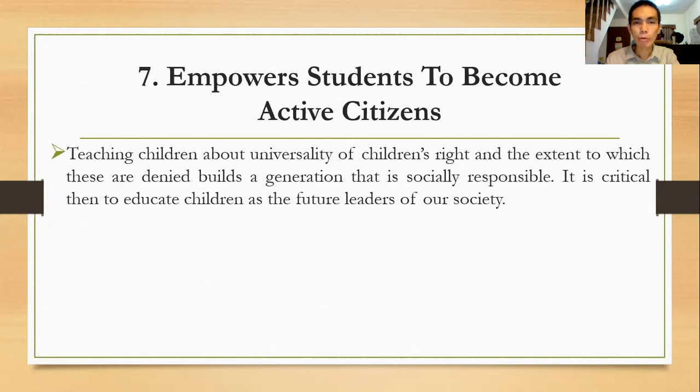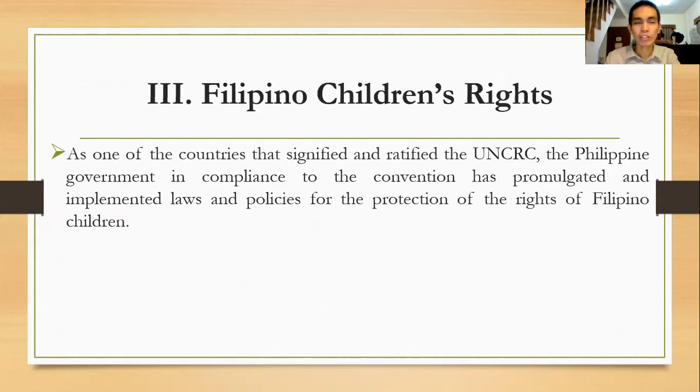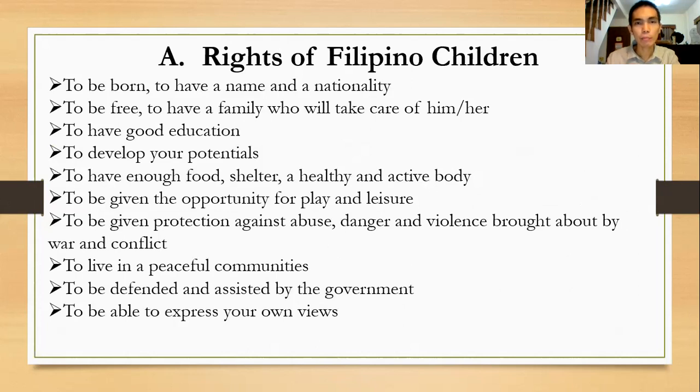All right, and number seven, empower students to become active citizens. Teaching children about the universality of children's rights and the extent to which these are denied builds a generation that is socially responsible. It is critical then to educate children as future leaders of our society. All right, so the third part of this chapter is Filipino children's rights. Okay, as one of the countries that signed and ratified the UNCRC, the Philippine government, in compliance with the convention, has promulgated and implemented laws and policies for the protection of the rights of Filipino children. Okay, these are examples of rights of Filipino children: to be born, to have a name and nationality, okay?